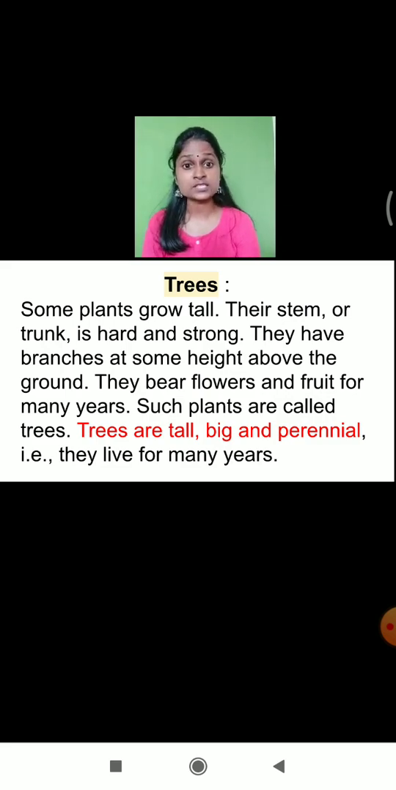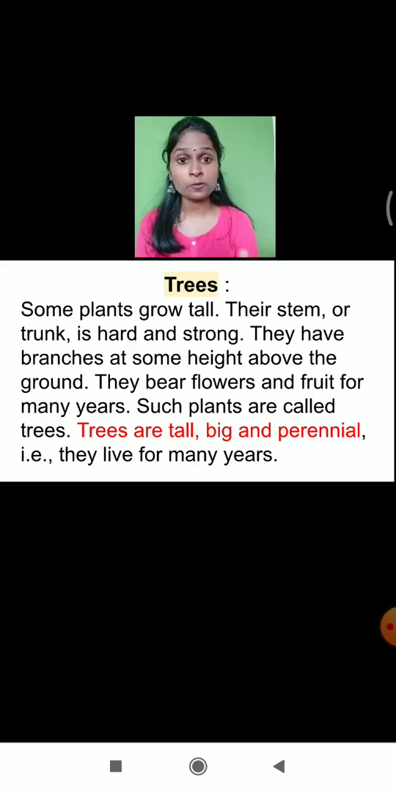Some plants grow taller and taller. Their stem or trunk is very hard and strong. They have branches at some height above the ground. They bear flowers and fruit for many years. Such plants are called trees. Trees are tall, big and perennial.